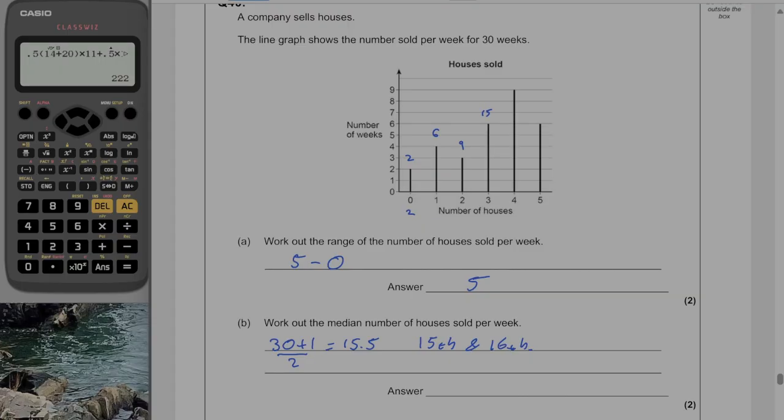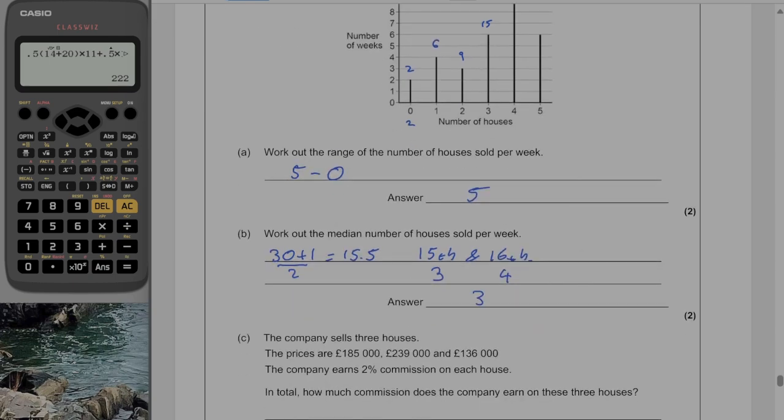So our 15th value must be a 3, and our 16th value would be a 4. So we take the average of that, so our median would be 3.5.